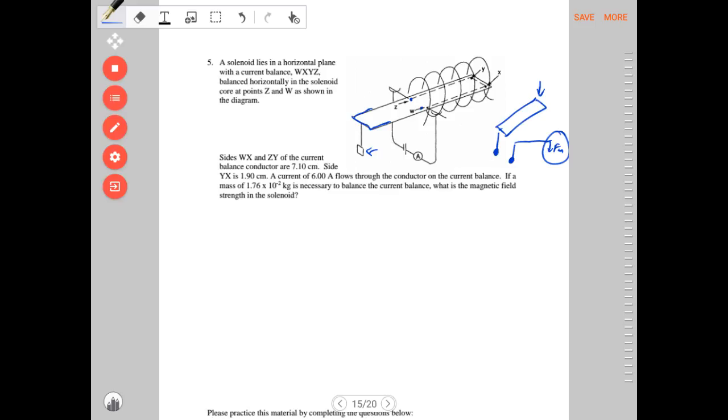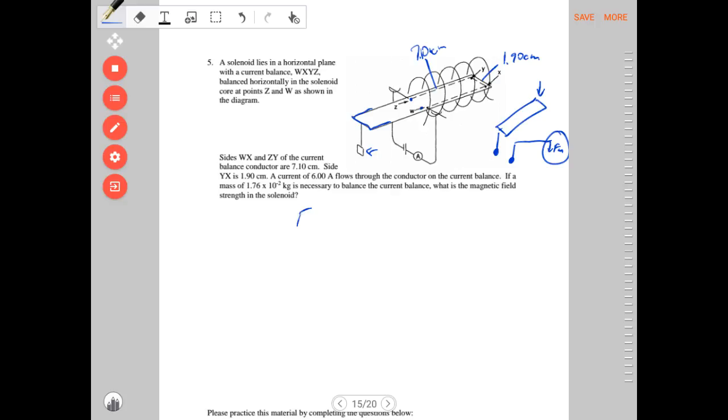Sides WX and ZY of the current balance are 7.10 centimeters. Side YX is 1.90 centimeters. A current of 6 amps flows through the conductor on the current balance. If a mass of 1.76 times 10 to the negative 2 kilograms is necessary to balance the current balance, what is the magnetic field strength in the solenoid? Interesting. Well, there's a couple of things going on here.